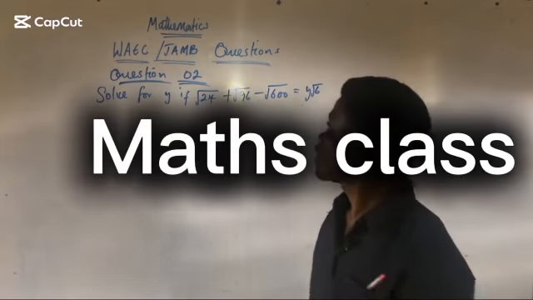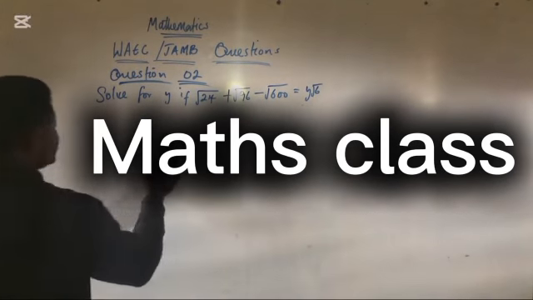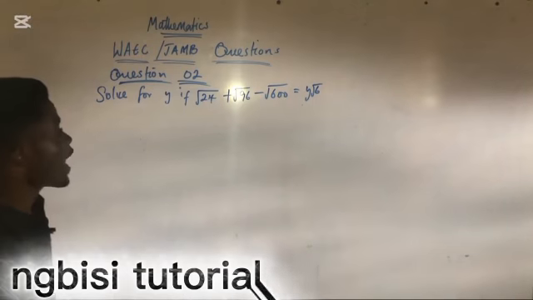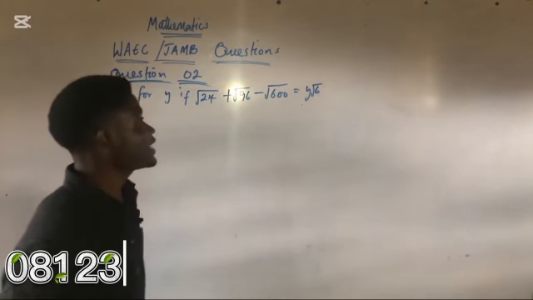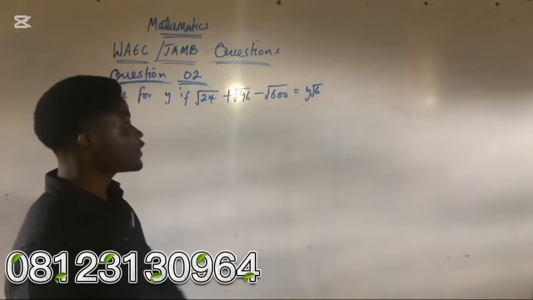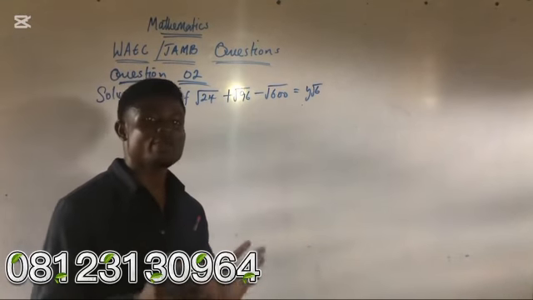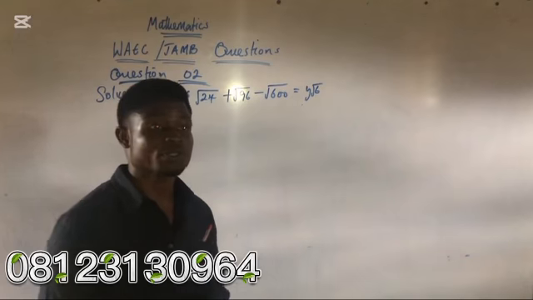Okay, the question says we should solve for y, if the square root of 24 plus the square root of 96 minus the square root of 600 is equal to y root 6. It's a very simple question.